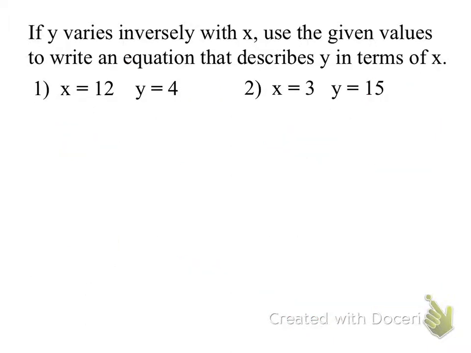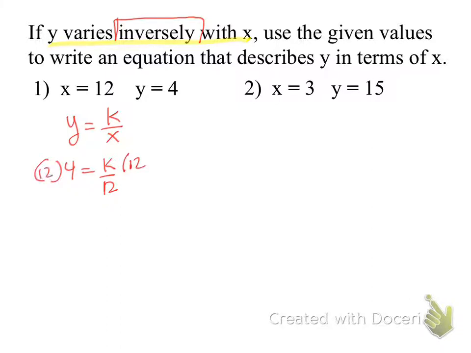All right, so how am I going to see it? Here's one way you can see it. Y varies inversely with x. When it says inversely, we set it up y equals k over x. Then I substitute in 4 equals k over 12. Now what do we do? We multiply both sides by 12. And we get k equals 48.